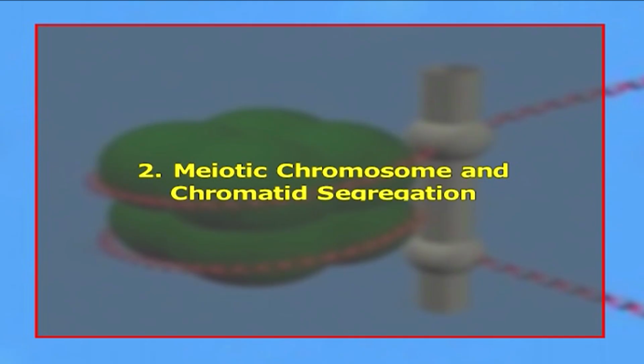Meiotic chromosome and chromatid segregation. Chromosome segregation occurs at 2 separate stages during meiosis called prophase first and prophase second. In a diploid cell, there are 2 sets of homologous chromosomes of different parental origin. For example, a paternal and a maternal set.